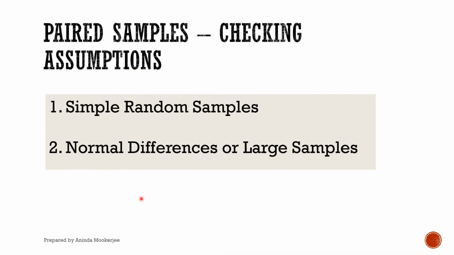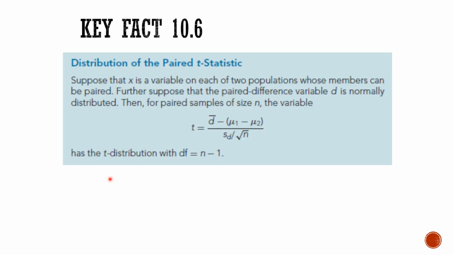The assumptions that need to be satisfied for paired samples are relatively simpler than with independent samples. The first one is that it has to be simple random samples, which holds true for any statistical study. And number 2 is normal differences or large samples. The distribution of the paired t statistic, let's look at the equation that we are going to use in order to find our test statistic.